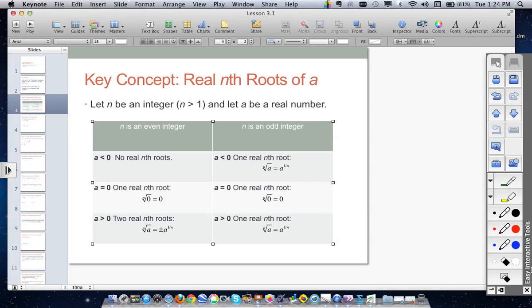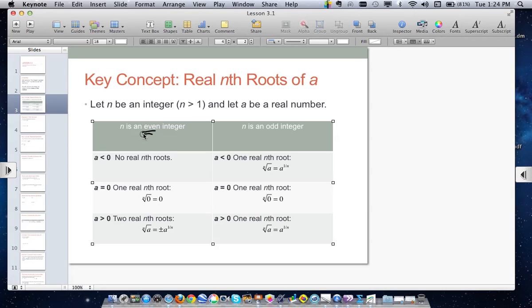So if n is an even integer, so 2, 4, 6, 8, whatever, and we want to figure out what the root is, well, we have to look at what is on the inside. So if I have the fourth root of a, whatever a is, this is what we're talking about. So if a is less than 0, there are no real roots. So for example, think about when we're trying to find the square root of a negative number. We know that these are imaginary numbers. So no real roots. We only want real roots at this point.